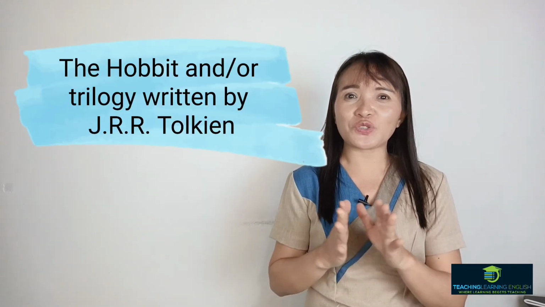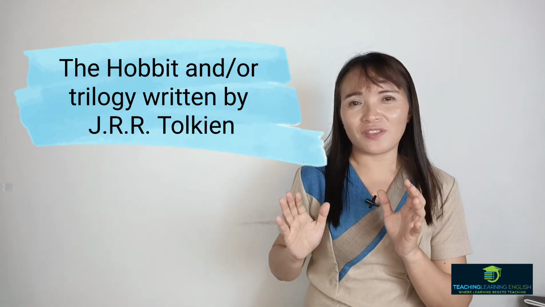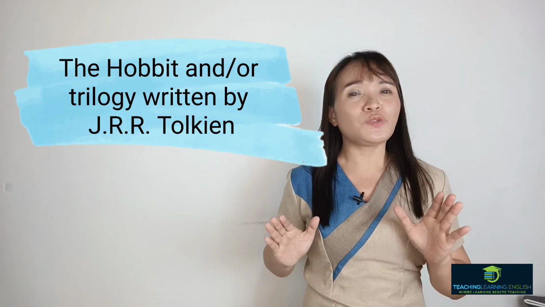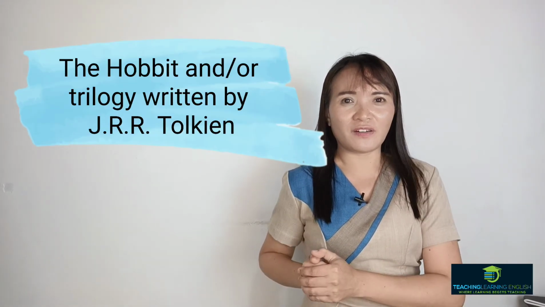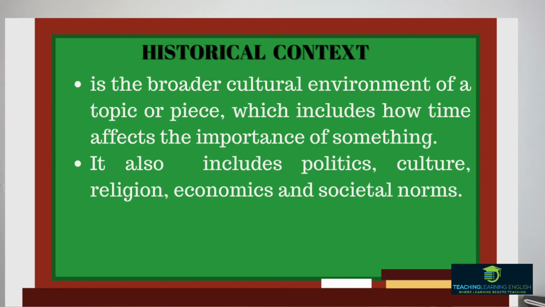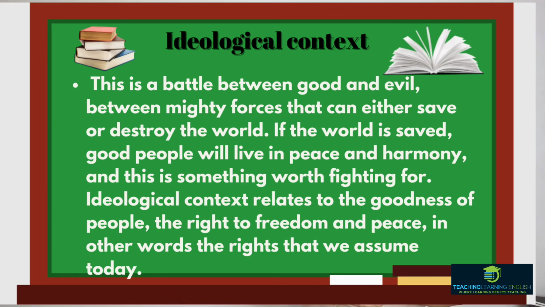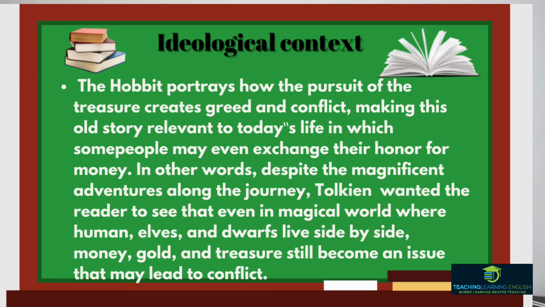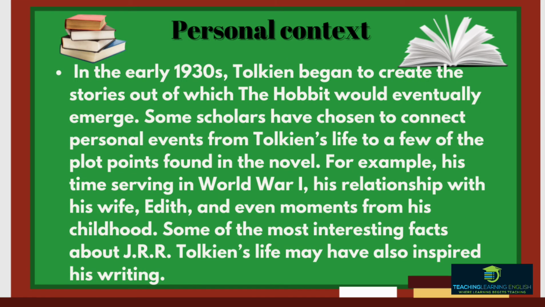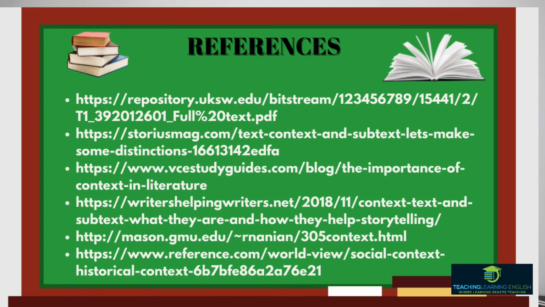Now, let's try one example of the story. I know many of you have read or watched the famous trilogy story of J.R.R. Tolkien. So, let's make this a sample analysis. This is not the exact analysis, but I'm just giving you the idea on how to analyze using the different types of context. So, let's start from the cultural context. This is the analysis of the cultural context. This is the historical context. And here's the ideological context. The personal context, the author's context, and the social context. Well, this is how we deconstruct a text.